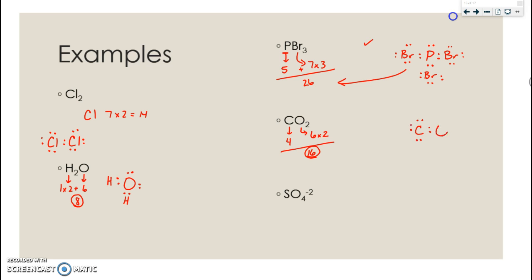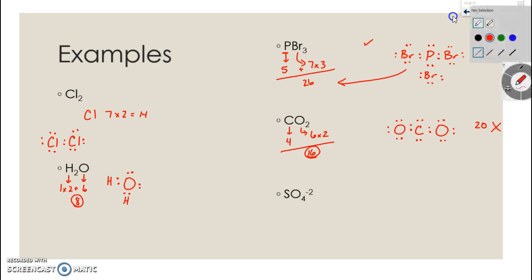And then I'm going to draw my oxygens and fill their octets. I'm going to notice that when I count up my dots, right now I have 20, which is not correct. So what I do when that happens is I start to form either double or triple bonds. So I'm going to remove these 2 dots here and these 2 here, and instead make it a double bond.